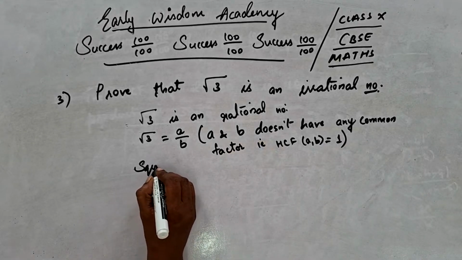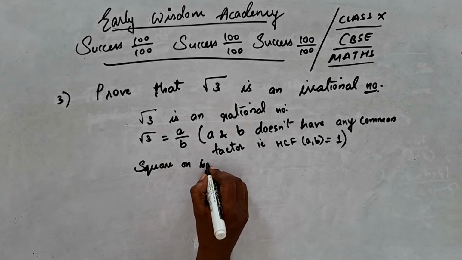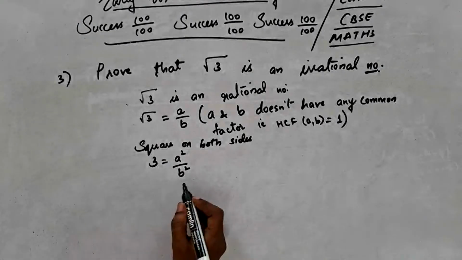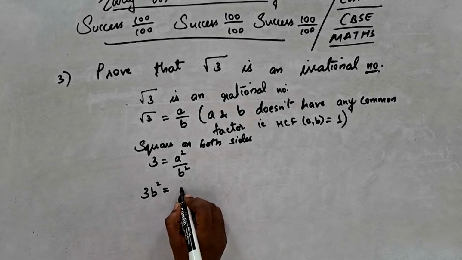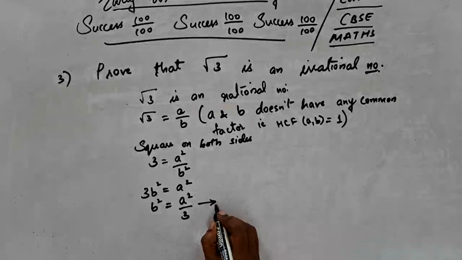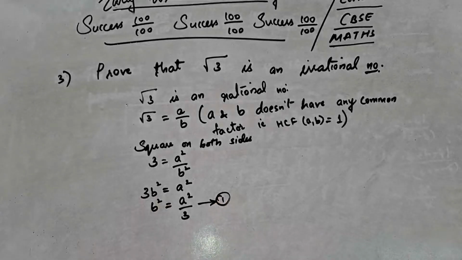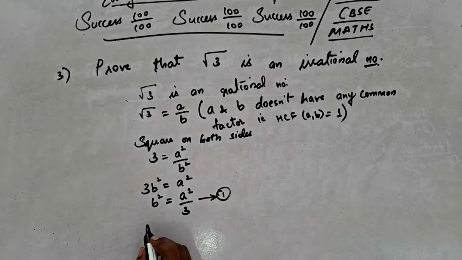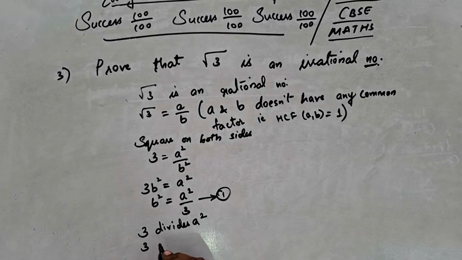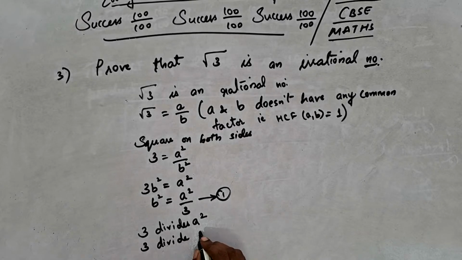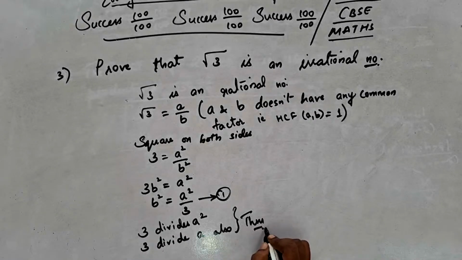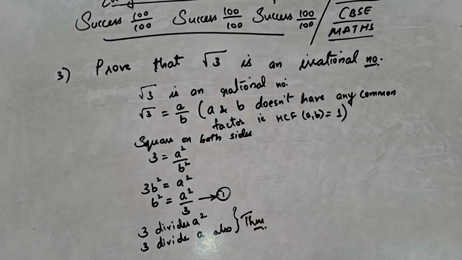Okay. Now, square on both the sides. 3 is equal to a square by b square. 3b square is equal to a square. b square is equal to a square divided by 3. Mark this as equation 1. I have just transposed. Okay. Now, 3 divides a square. Then 3 will also divide a. Okay. This is according to the theorem. This is according to your theorem.